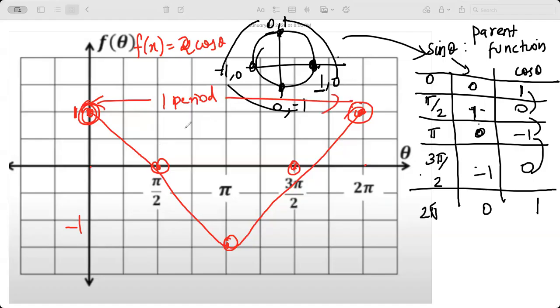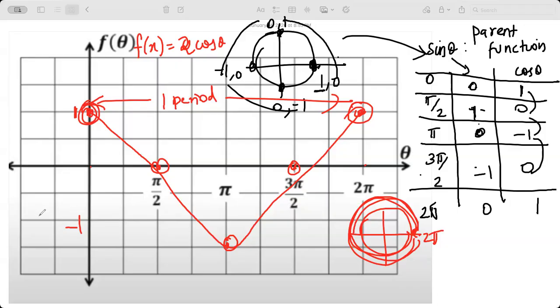This is 2 pi. For parent sine or cos curves, the period is 2 pi. Why is it 2 pi? Remember again the unit circle. We started here, went pi radians, another pi, so 2 pi. Again the cycle repeated, right? So the period is 2 pi. Any questions?